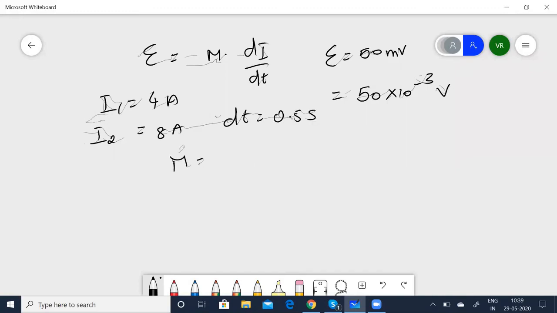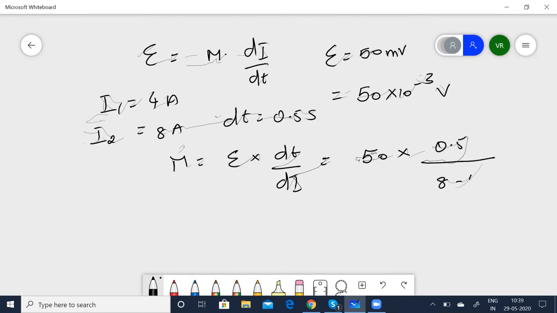So M is equal to, it is now going to be E into dt by di. All right. So which is nothing but, having known all the values, you can quickly substitute that into 0.5 divided by 8 minus 4, which is nothing but 6.25 into 10 to the power of minus 3.